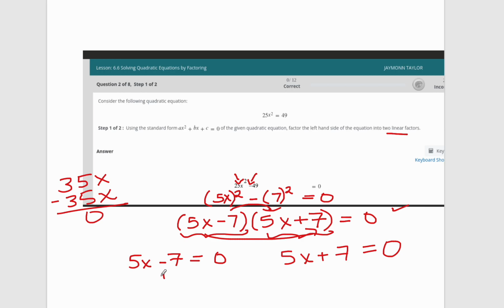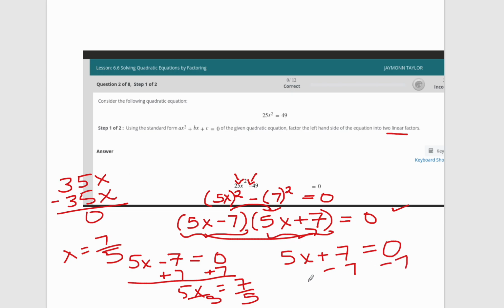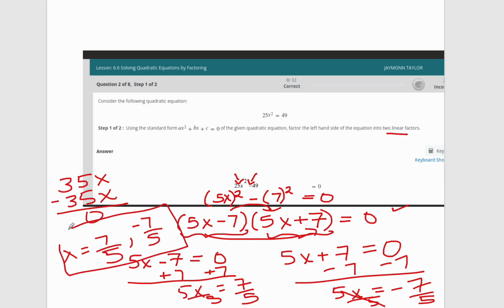To solve these, I just add 7 to both sides, and I'm left with 5x equals 7. Then I just divide each side by 5, and I'm left with x equals 7/5 for this solution. And for this one, we subtract 7 off both sides, and we're given 5x equals negative 7, and then divide both sides by 5. So we have two answers: x equals 7/5 or negative 7/5. Either one works. And that is it.